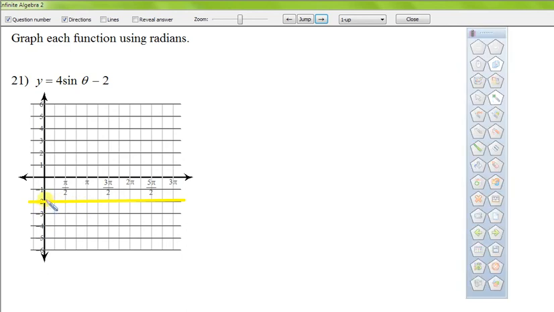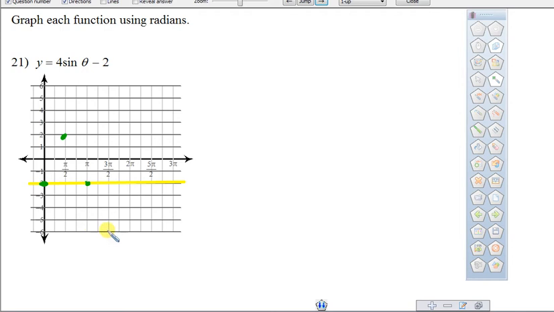The sine always starts on the bar, or at 0 when there is no vertical shift. So I'm just going to start here at -2. It has an amplitude of 4, so it's going to go up 4 units from the bar, and then it's going to come back down, and now it's going to go 4 units down, 1, 2, 3, 4, from the bar. Again, that's going to be the minimum point, and then back up here. So again, you want to sketch this curve, and that's one complete cycle of the curve.